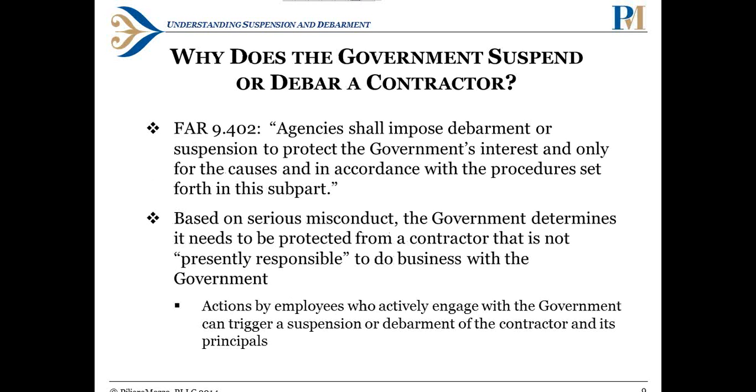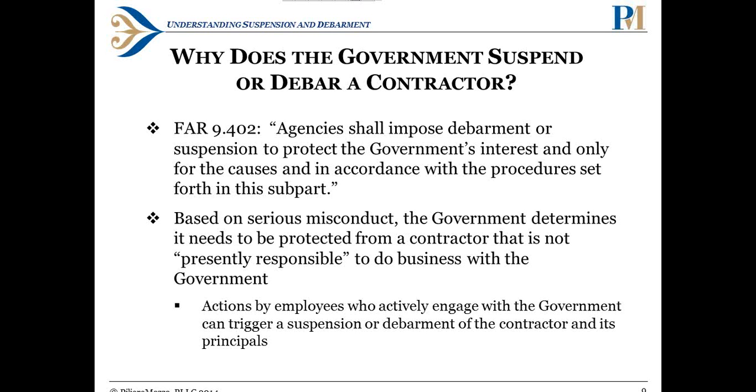Okay, so our first question we want to help answer for you today, to give you some background on the suspension and debarment process: why does the government suspend or debar a contractor? What we have on this page is sort of the basics right from the FAR, that the agency shall impose debarment or suspension to protect the government's interests, and only for the causes and in accordance with the procedures set forth in this subpart. It's supposed to be based on serious misconduct that the government determines that it needs to be protected from the contractor because the contractor is not, quote unquote, presently responsible.